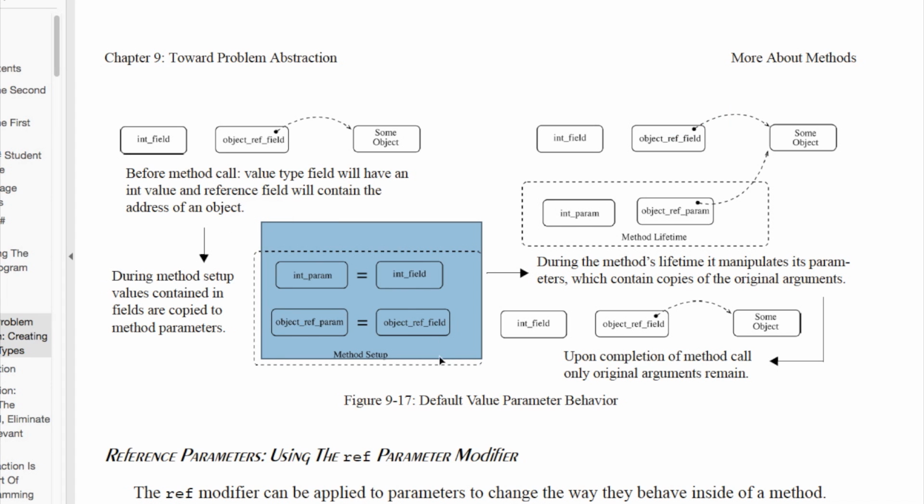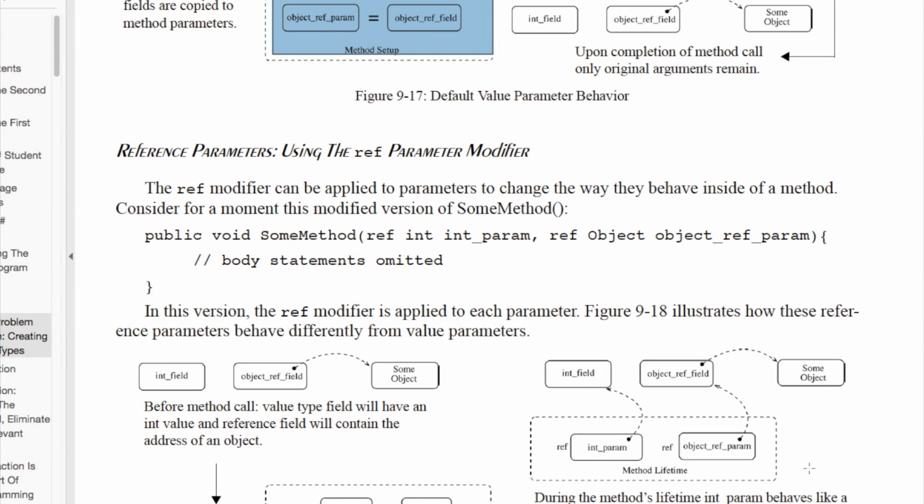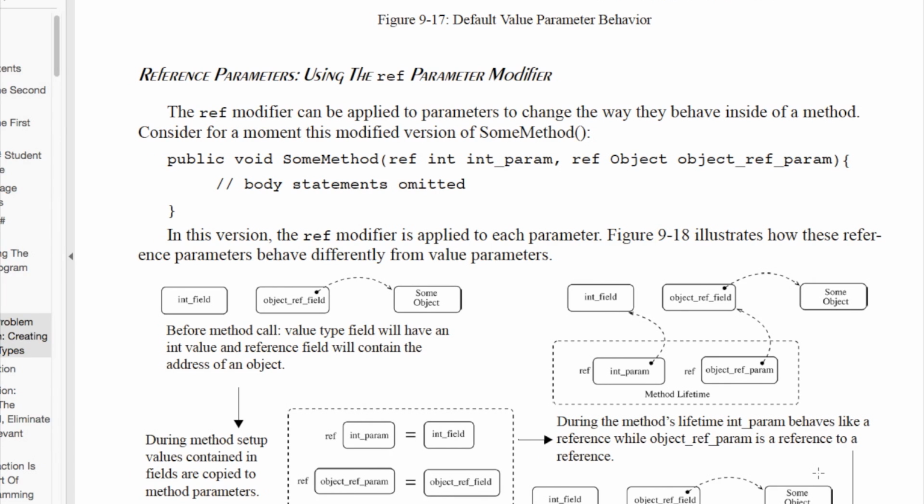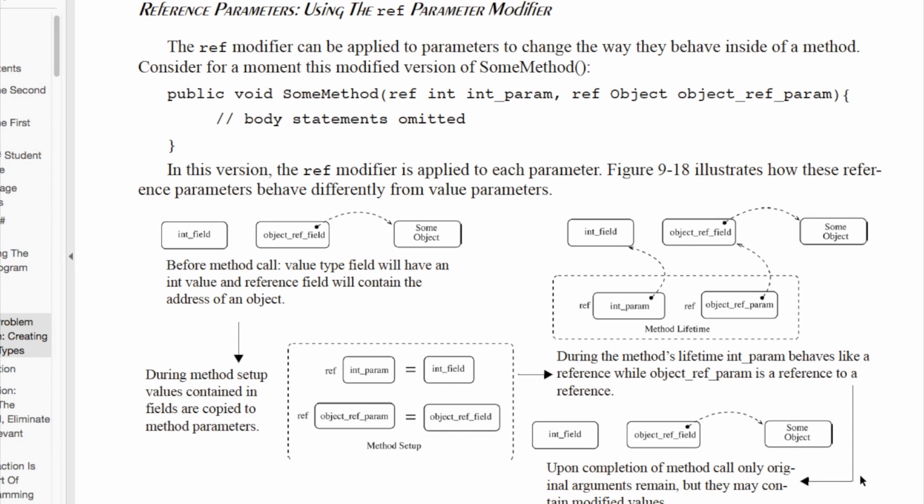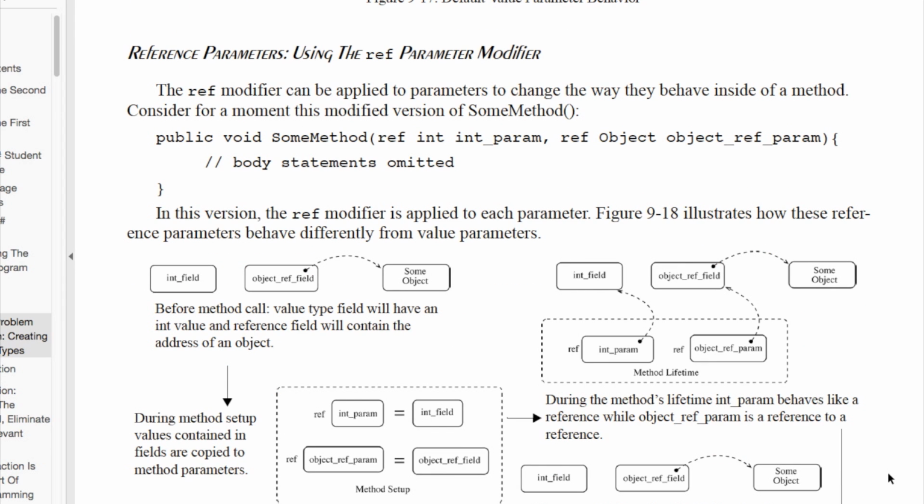So let's take a look at this in the code and just make sure we have a handle on this. And then what we'll find is that we can modify these behaviors by using ref and out, or mostly just the ref parameter is what I'll talk about in this video.